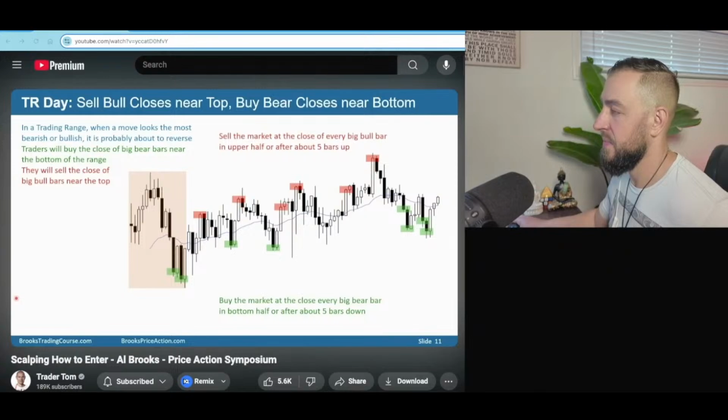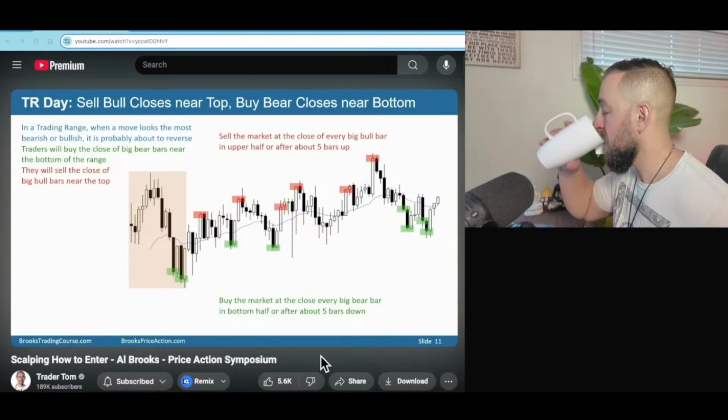If there's a big bull bar, you're more likely going to make money if you sell, especially if you can use a wide stop and scale in. So every big bull bar in the top half or top third of the range, traders will sell, they'll use wide stops, and they'll scale in, and they'll exit with a scalp, a quick profit.